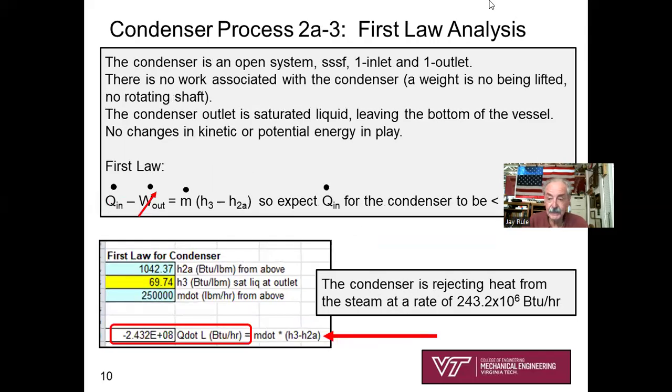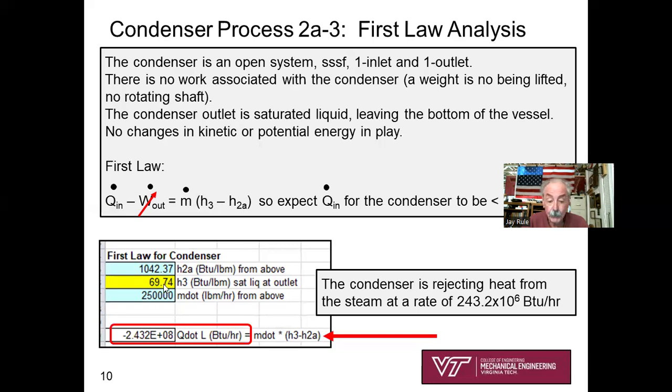Condenser analysis. We'll apply the first law to figure out the heat rejected in the condenser. So for the condenser, Q dot N, that's going to be Q dot L, minus W dot out is equal to M dot given times H3 minus H2 actual. We just found H2 actual, okay? We are going to get a negative number here because H3 is going to be a much smaller number than H2 actual.